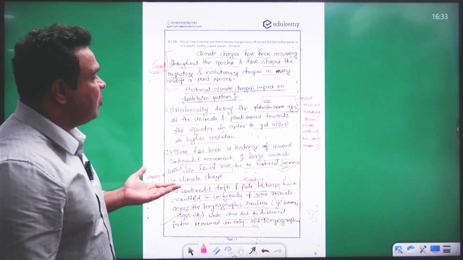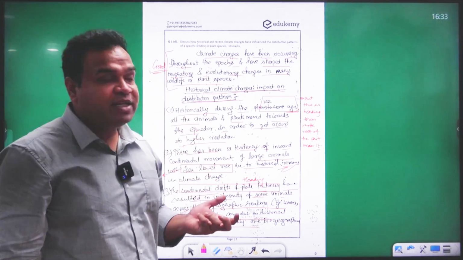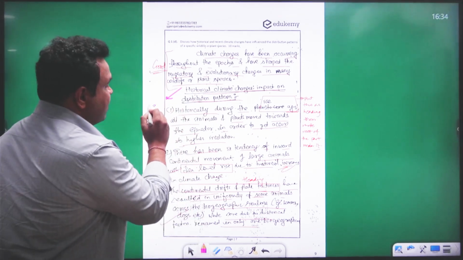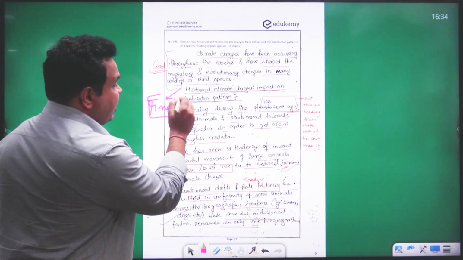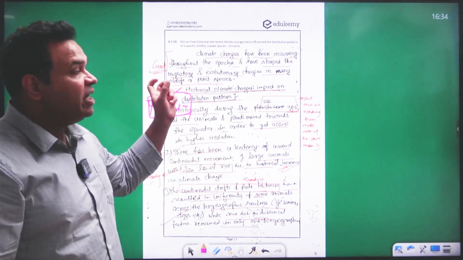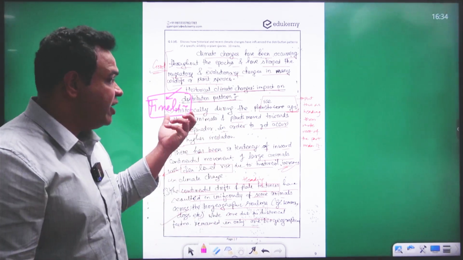Next is: discuss how historical and recent climatic changes have influenced the distribution pattern of a specific wildlife or plant species. Here, what I can suggest to this student is that he must have some timeline, included immediately after the introduction. Any timeline showing the historical changes that have occurred on planet Earth. If that had been included here, it would be very good.